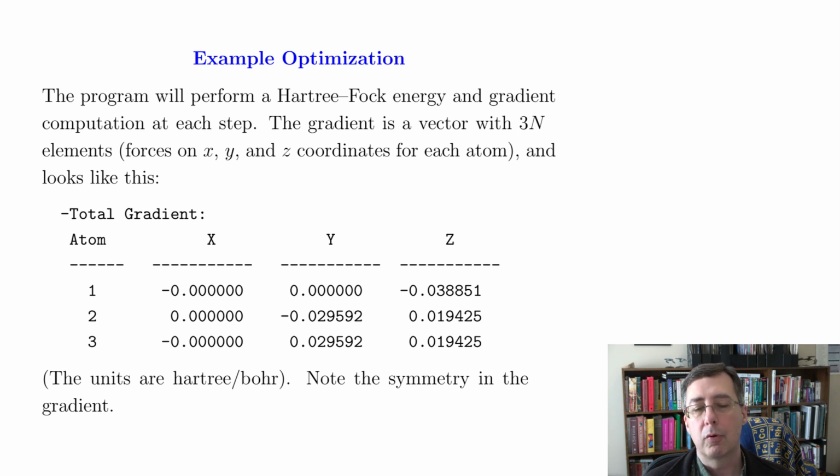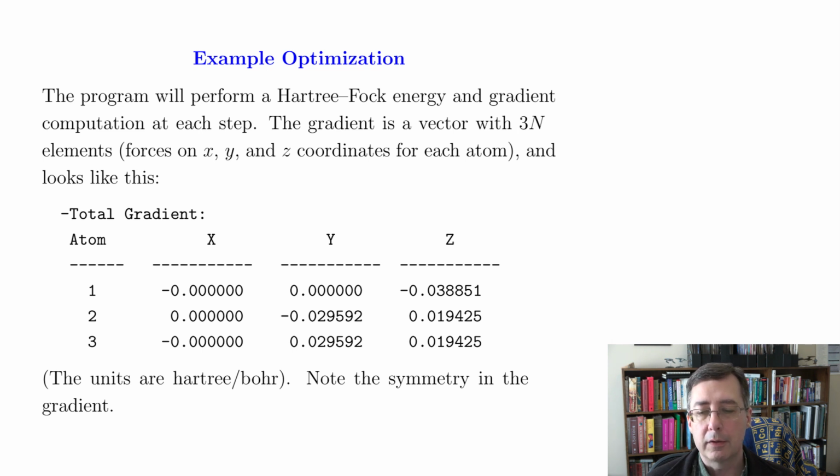And then the program will print out that gradient, usually in a table where it labels x, y, and z along one direction, in this case the columns, and then the atoms in the other direction, in this case the rows, and I've got 3 atoms in this case, so there are 9 elements.